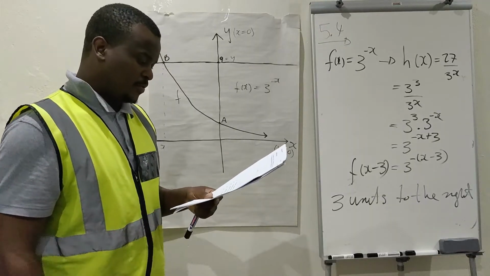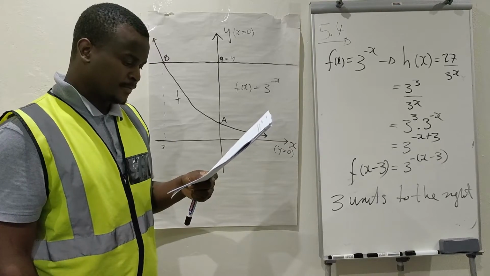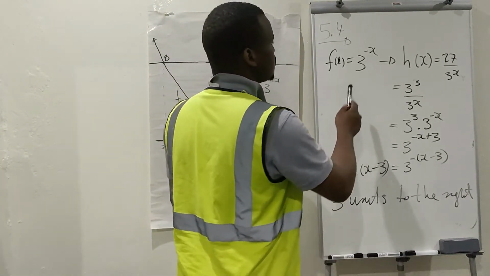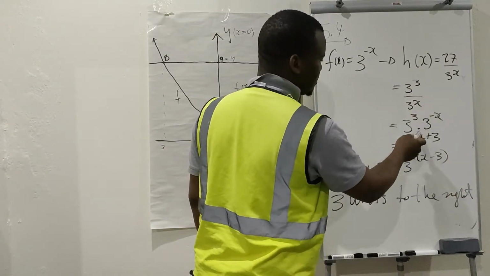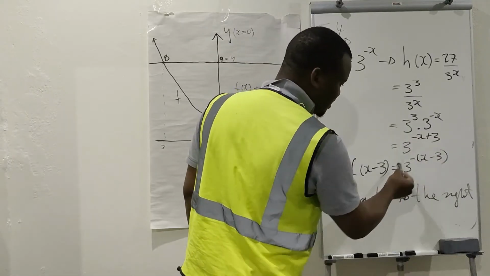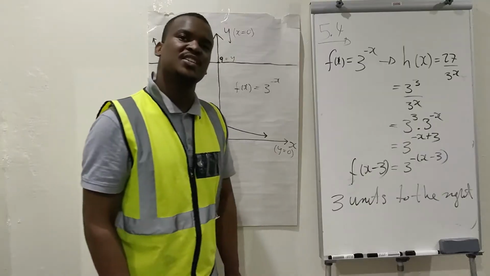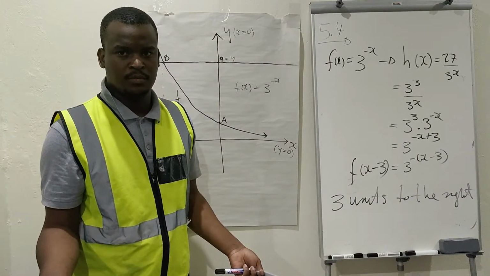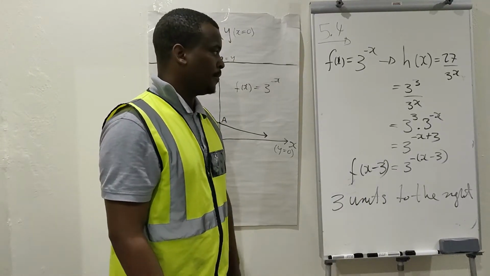Go to 5.5. This is straightforward. They ask how you got from this to that, so you just simplify this. You can see that this looks like the original, except we have shifted it 3 units to the right. I don't know how to explain it further. It is this.